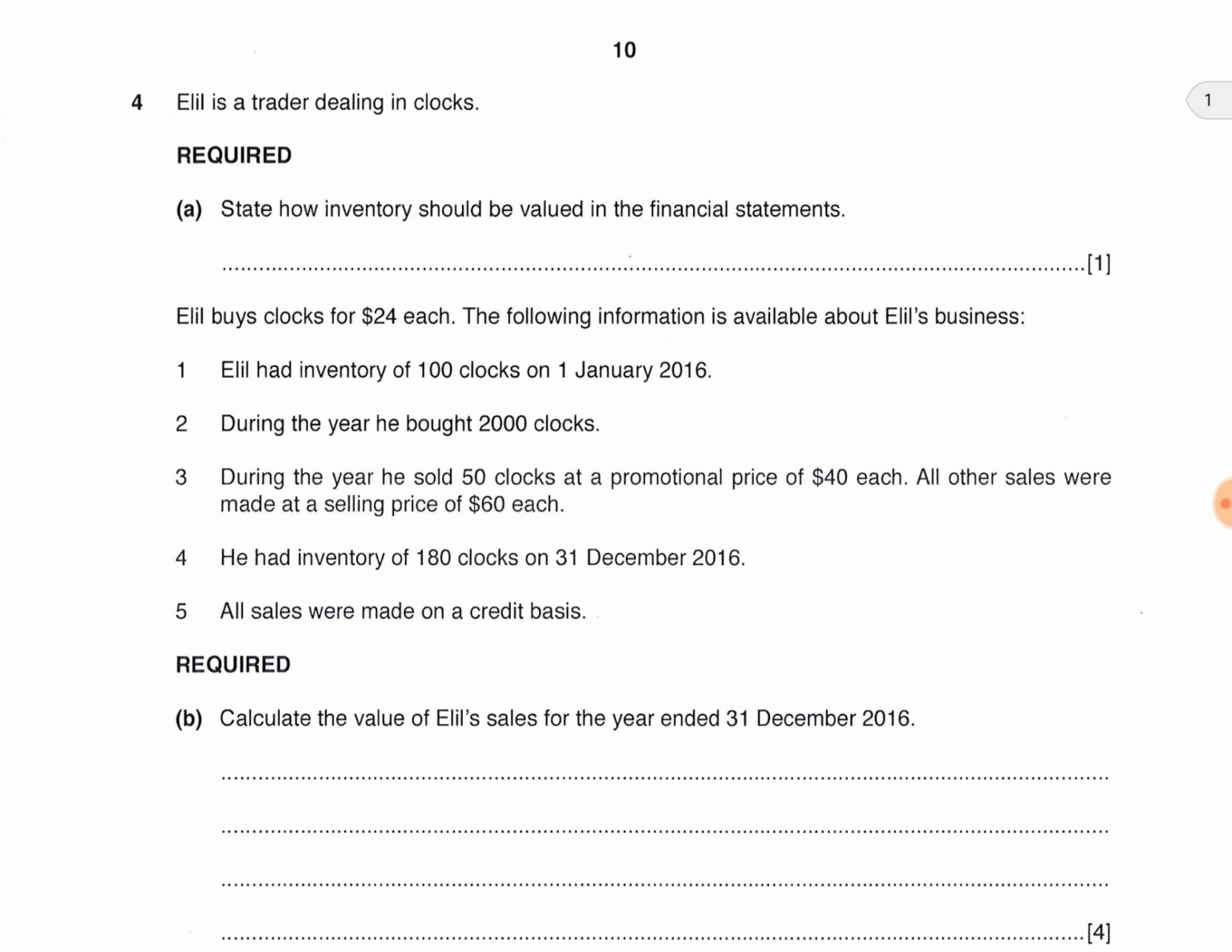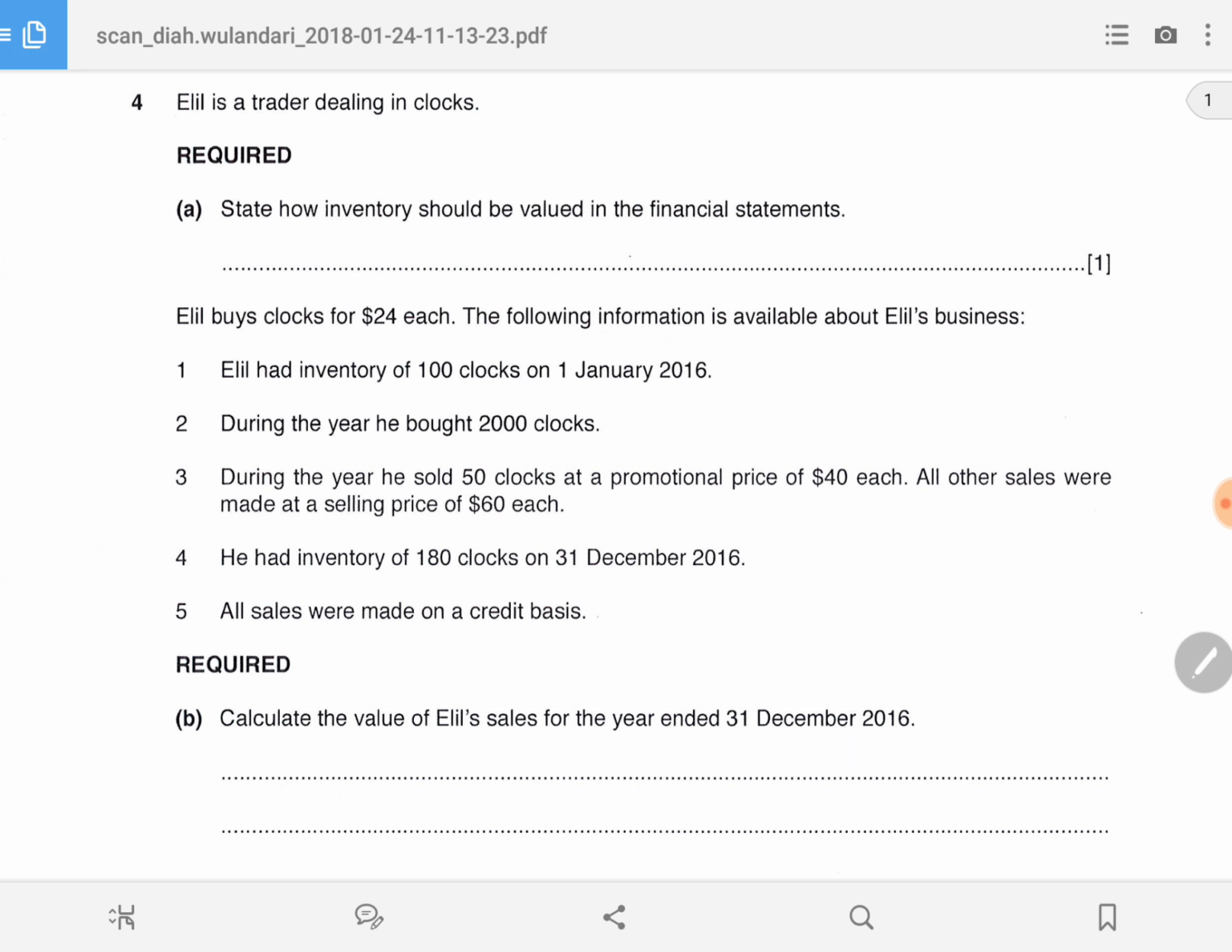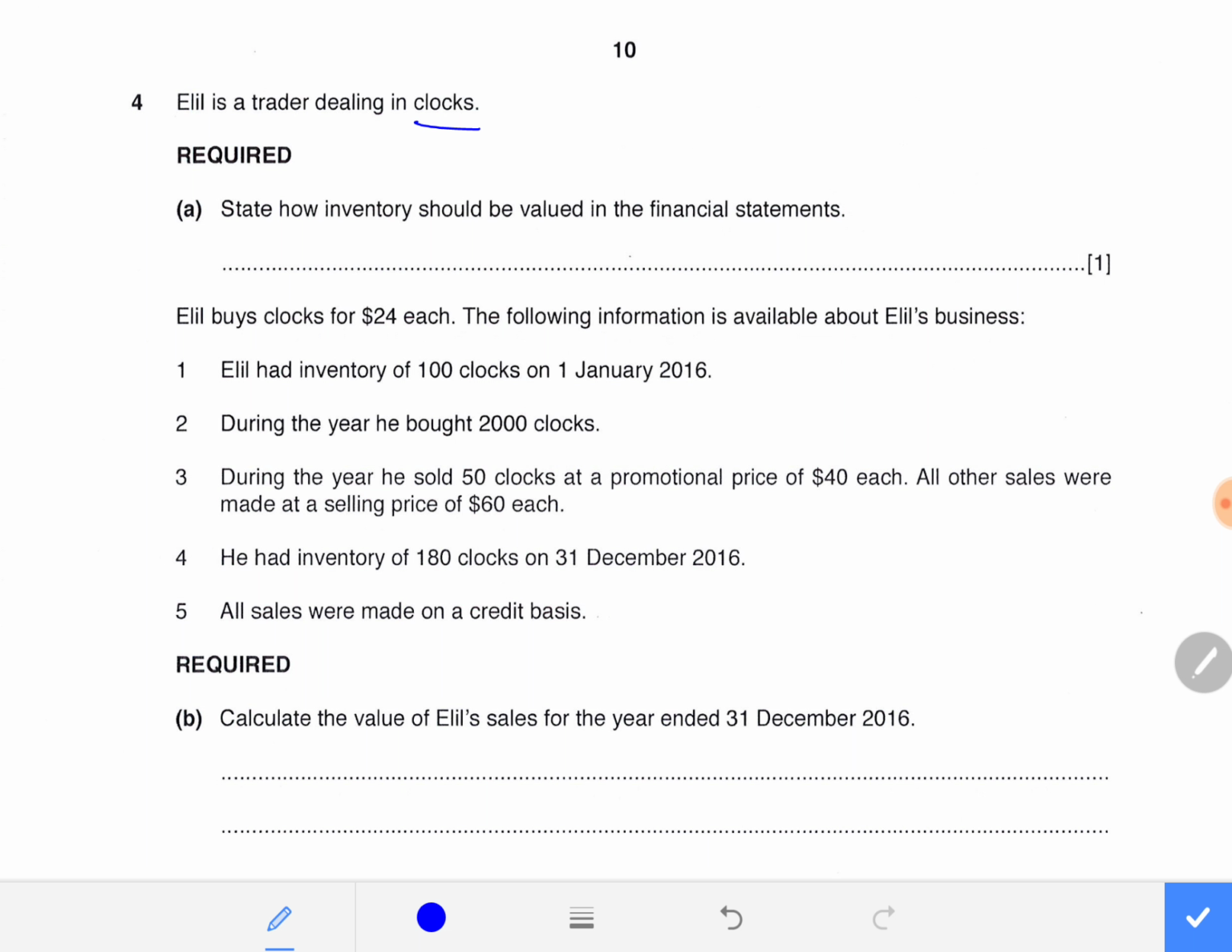Let's start. Elil is a trader dealing in clocks, and clocks is the inventory. State how inventory should be valued in the financial statements. How should inventory be valued? So we are talking about the prudence principle. When it comes to the prudence principle and inventory, these rules will always be stated. What are the rules for inventory?